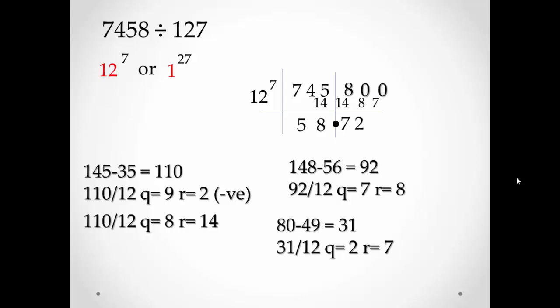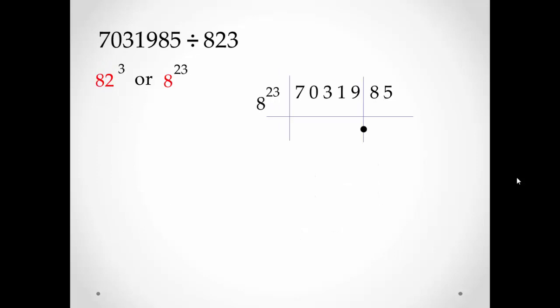So we write the quotient as 2 and the remainder as 7, and we add one more 0. So likewise we stop over here. So our final answer that we get over here is 58.72. Let's take another different type of example.